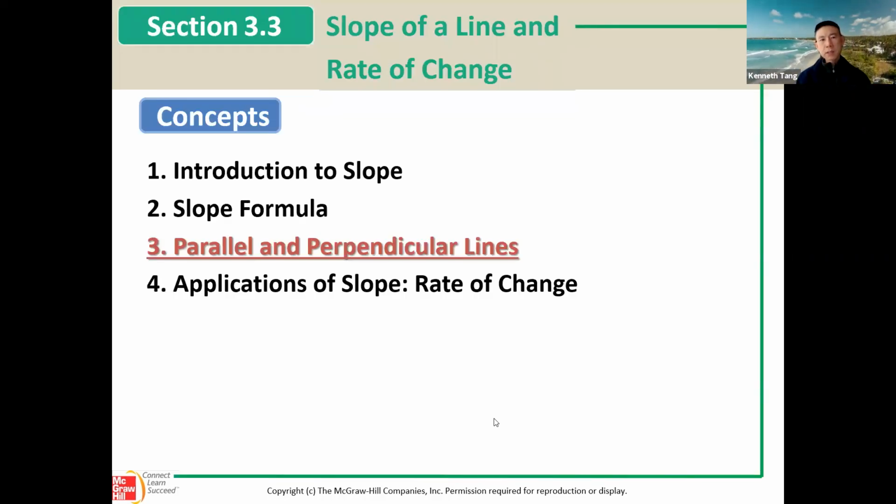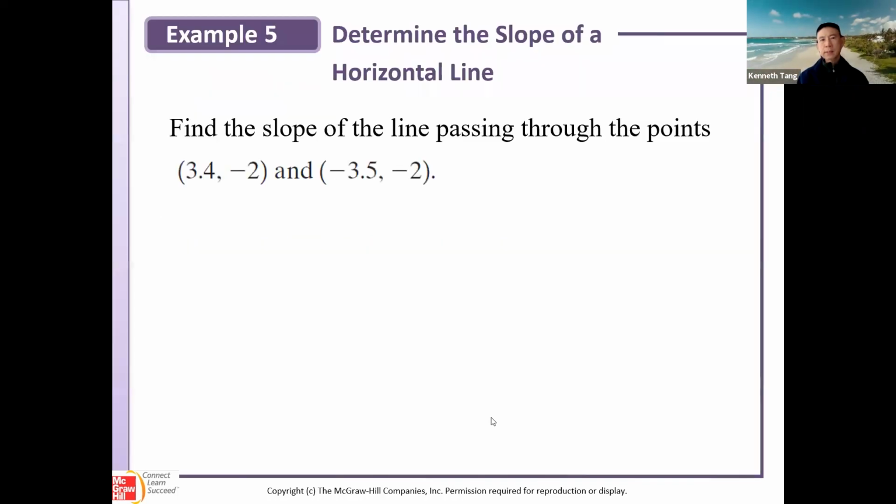So let's talk about parallel and perpendicular. Let's understand what parallel and perpendicular mean. When we say parallel, that means you have two lines that are parallel to each other. They're not going to intersect. They're not going to touch each other. When we talk about perpendicular, a perpendicular line is going to be 90 degrees to the horizontal line.